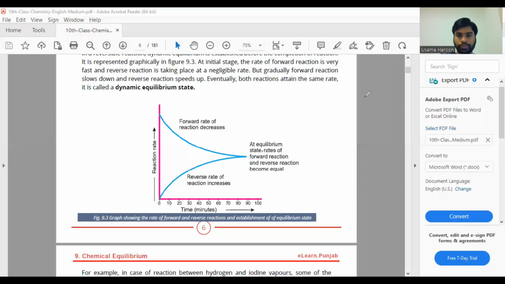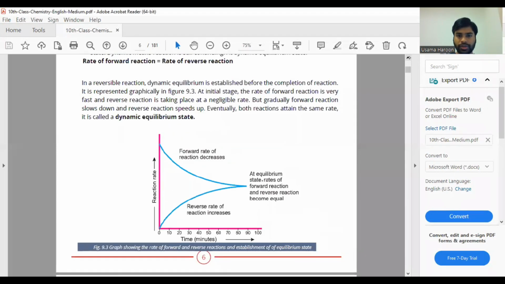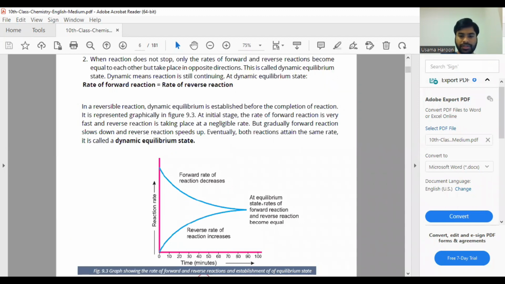Let me just show you. As you can see here, this is the condition for the dynamic equilibrium state, that the rate of the forward reaction and the rate of the reverse reaction should be equal, and this is the point of the graph where they are exactly equal to each other, and hence we can say that the reaction has attained the equilibrium state. There is no need to cram this whole paragraph. You just have to write it in your own words in the board exam.